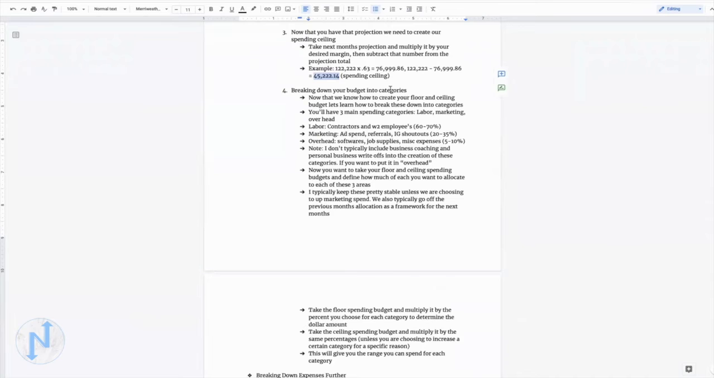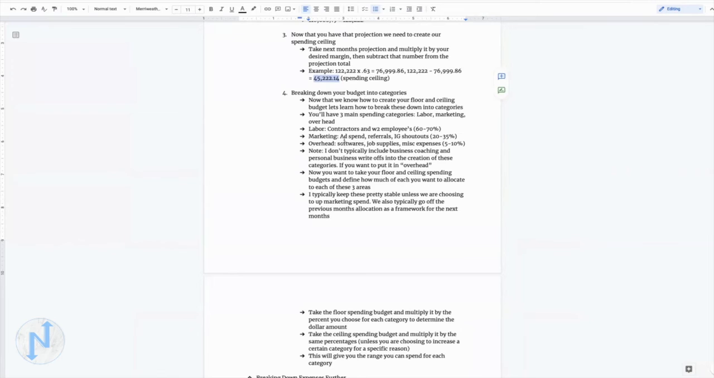Okay. Breaking down your budget into categories. So you have your floor, you have your ceiling. All right. But now we're going to break this down into categories. So now that we have created your floor and ceiling budget, let's learn how to break these down into categories. You'll have three main spending categories that we're going to track. You'll have your labor expenses, your marketing expenses, and then your overhead.